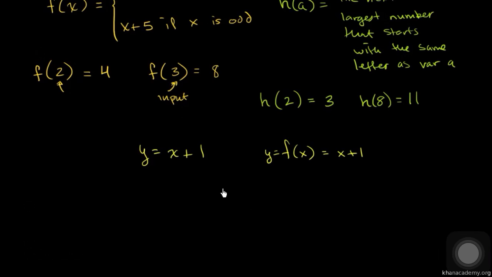So for example, when x is 0, we could say f of 0 is equal to, well, you take 0, you add 1, it's equal to 1. F of 2 is equal to 3. You've already done this before.